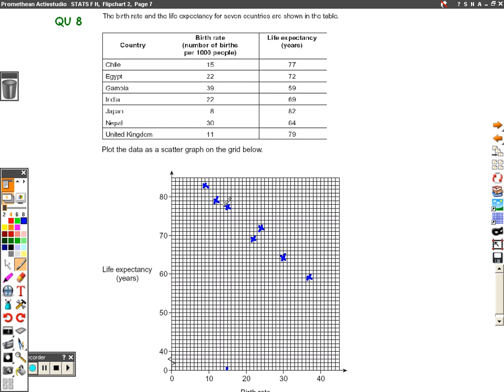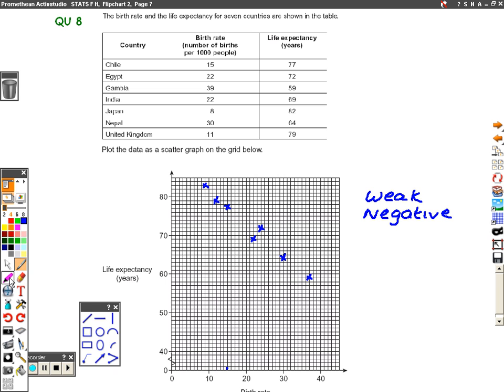Okay. It then asks you over the page for the strength and type of correlation. Now, I would say that this is weak. They're fairly scattered. There's a few points that aren't lying directly on your line of best fit where you draw it, and it's negative. Remember, the line is sloping down, so when it's sloping down, it's negative correlation. If it's sloping up, it's positive correlation. If the points are all over the place with no real pattern to them, it's zero correlation.